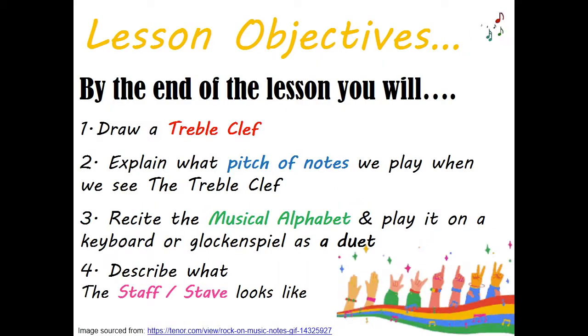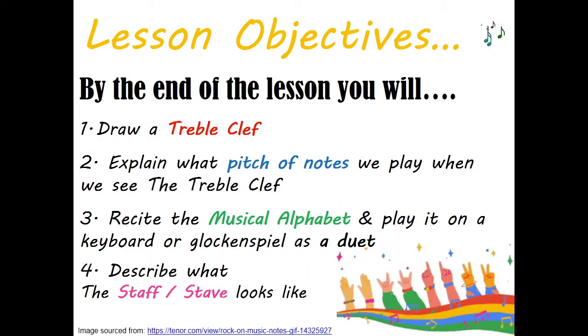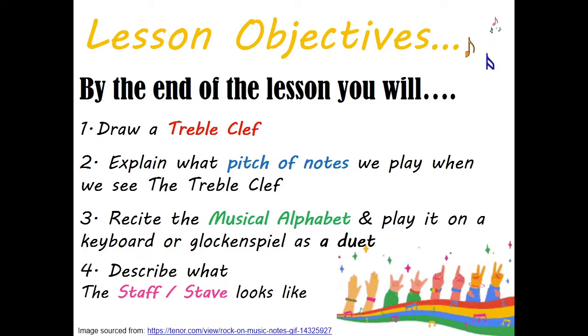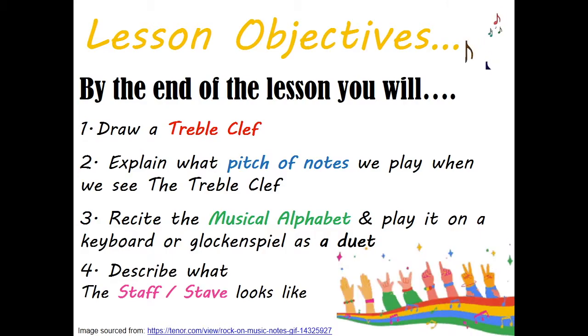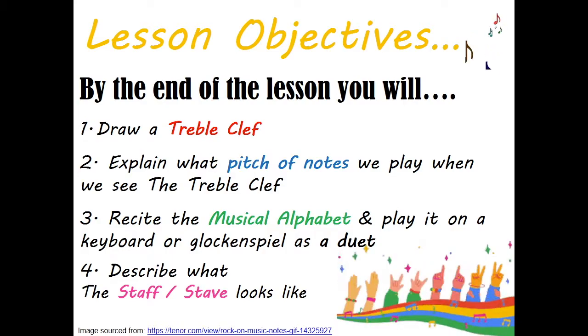By the end of the lesson, you will be able to, one, draw a treble clef, two, explain what pitch of notes we play when we see the treble clef, three, recite the musical alphabet and play it on either glockenspiel or the keyboard, and you'll also be able to perform it in a duet, and you will be able to describe what the staff or the stave, depending on which word your teacher uses, looks like.